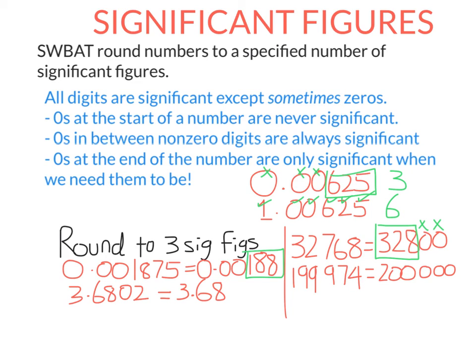So now the 2 is definitely significant, but so are the two zeros. This has three significant figures. So as you can see, I'm sort of cheating here. I said that zeros at the end of the number don't count as significant, but here I'm counting them as significant because I need them. And that is the rule. With zeros at the end of the number, you just count them as significant when you need them.